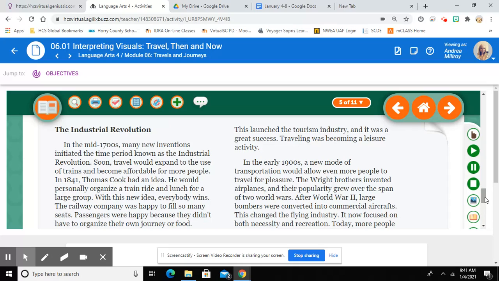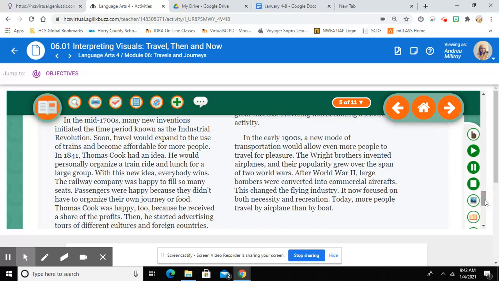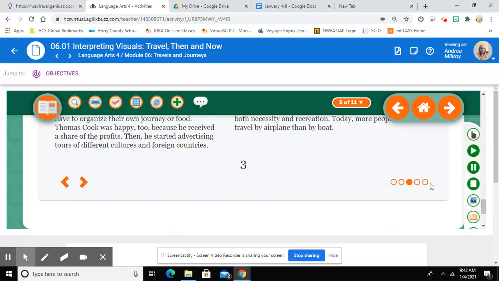In the early 1900s, a new mode of transportation would allow even more people to travel for pleasure. The Wright brothers invented airplanes, and their popularity grew over the span of two world wars. After World War II, large bombers were converted into commercial aircrafts. This changed the flying industry. It now focused on both necessity and recreation. Today, more people travel by airplane than by boat.